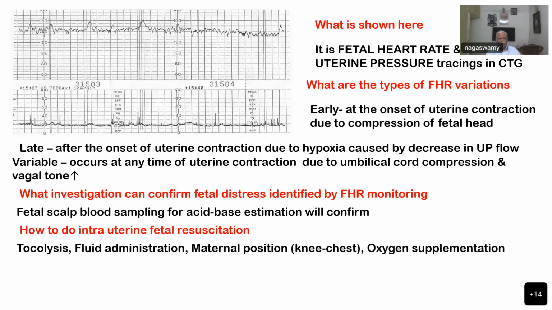Tocolysis, that is, you don't allow the uterus to contract too vigorously, especially if it is a cephalopelvic disproportion. You are planning for cesarean, but things are getting delayed. If the fetus is in distress, you do tocolysis, administer fluid to the mother, and make the mother go into what is called knee chest position to take the weight off the IVC and aorta. Oxygen supplementation to the mother. All these things will help in resuscitating the fetus.